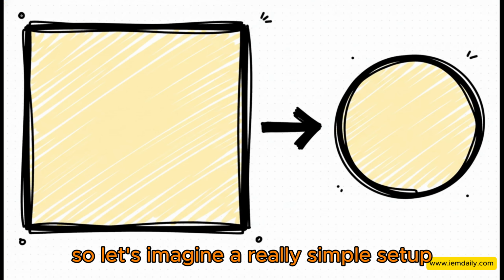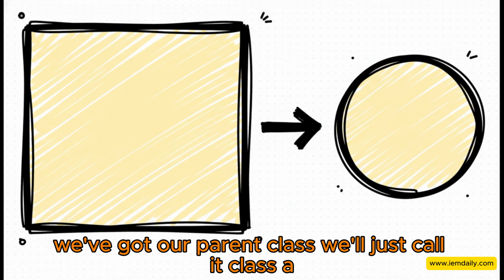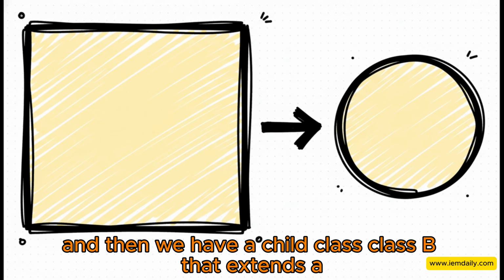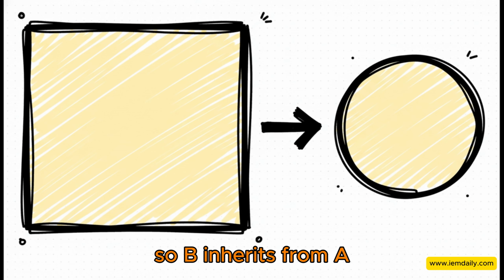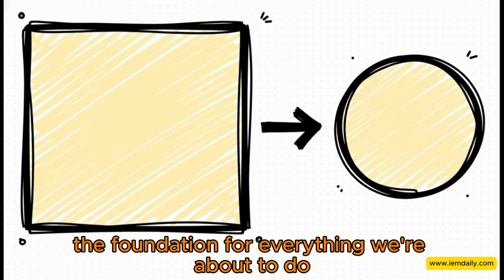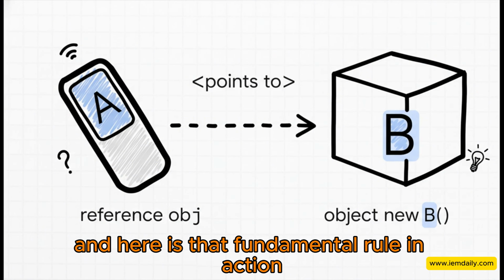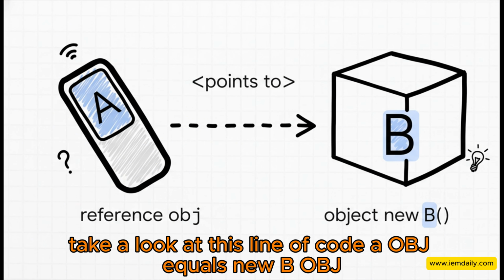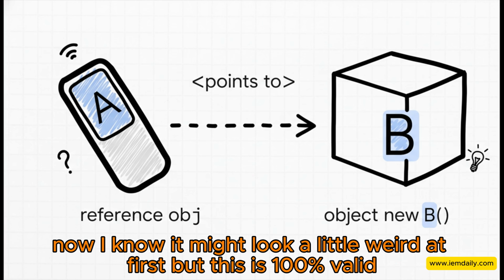So let's imagine a really simple setup. We've got our parent class, we'll just call it class A, and then we have a child class, class B, that extends A. So B inherits from A. It's that classic parent-child structure, the foundation for everything we're about to do. And here is that fundamental rule in action. Take a look at this line of code: A obj = new B(). Now, I know it might look a little weird at first, but this is 100% valid.